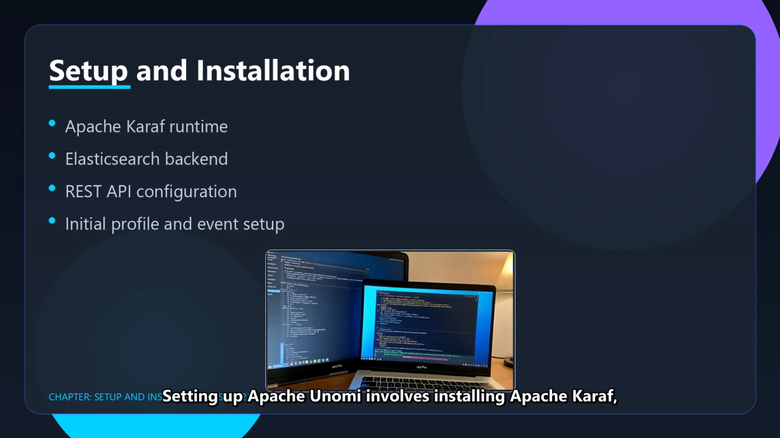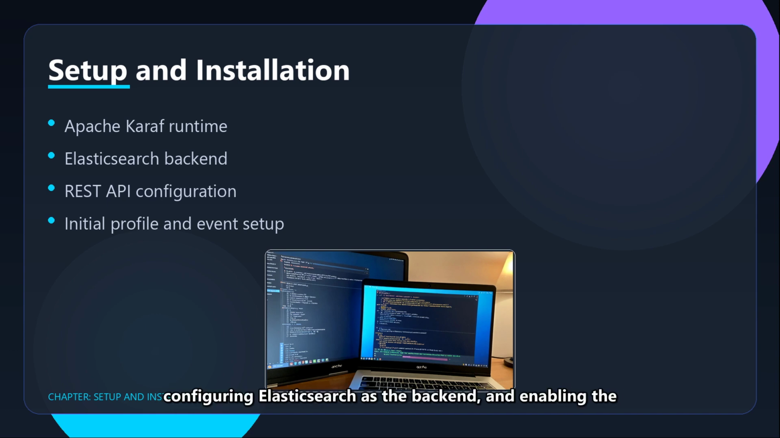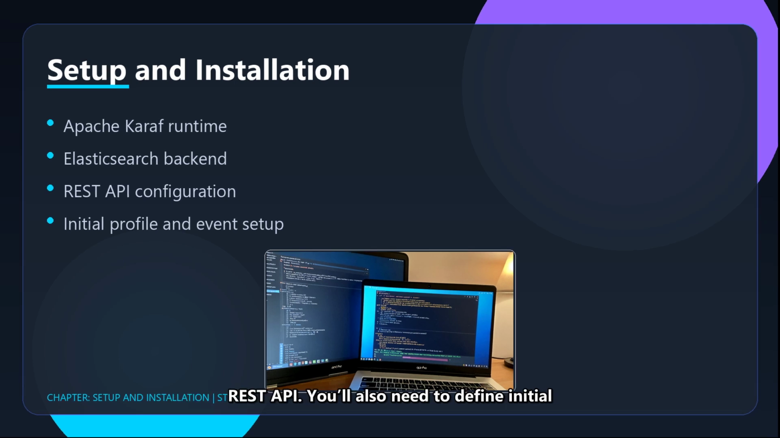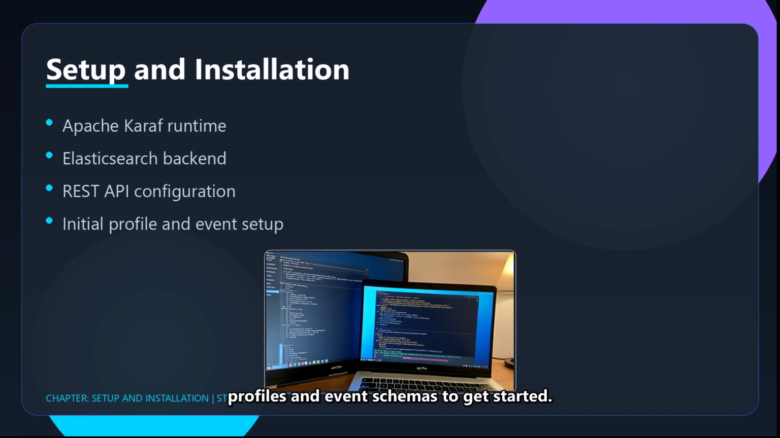Setting up Apache Unomi involves installing Apache Karaf, configuring Elasticsearch as the backend, and enabling the REST API. You'll also need to define initial profiles and event schemas to get started.